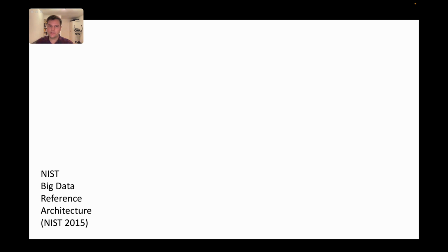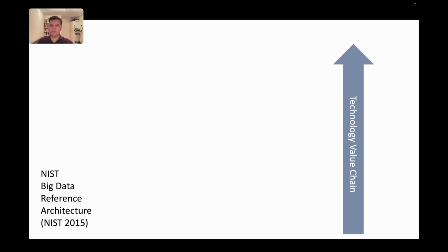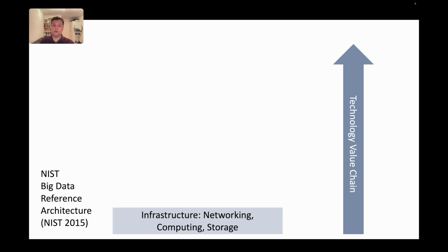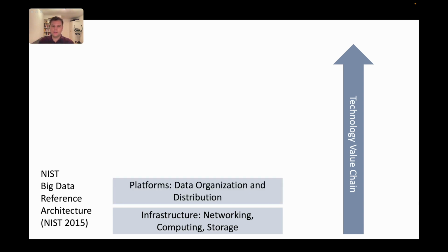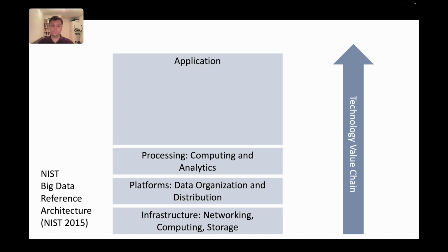Database value creation has two dimensions. The first is technology value creation. Technology value creation builds ever larger technical systems on top of each other. This starts with infrastructure, networking, computing, and storage. Then, on top of this, we can build platforms, data organization, and distribution. Based on platforms, there is processing of data, computing, and analytics. And finally, on top of processing, we have real applications for end users.